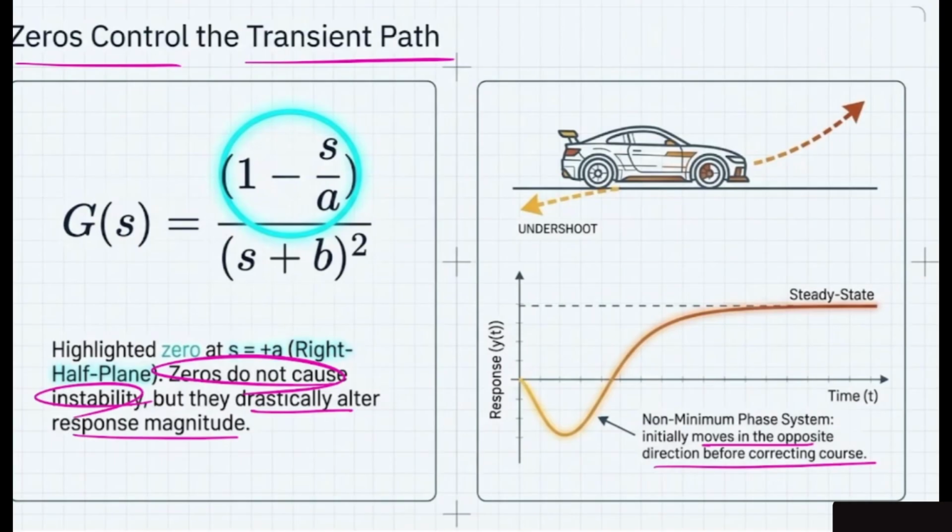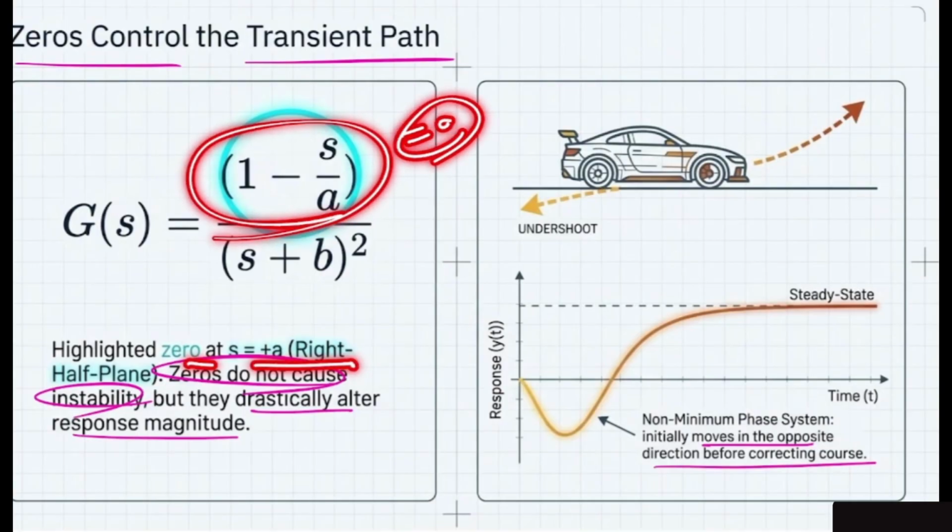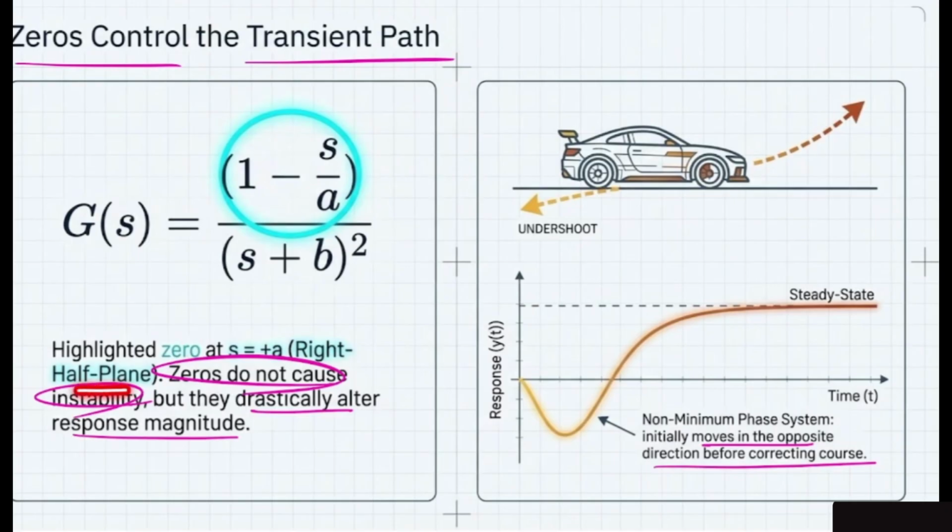So again, the zeros, as I just mentioned, are going to control the transition path. They're not that important for the final values, because as I mentioned, the poles are the DNA of the steady-state behavior, while the zeros shape the transient path. So if the zero is, for example, at s equals a, because if you would like to find that, you have to simply set it to 0, it is going to be in the right half plane. So zeros do not cause instability, but they drastically alter the response magnitude.